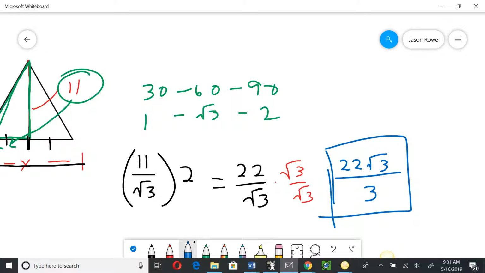So this one's not so bad if you just know these 30, 60, 90 rules and the rules about hexagons being 6 triangles. So I hope this helps you with that problem.